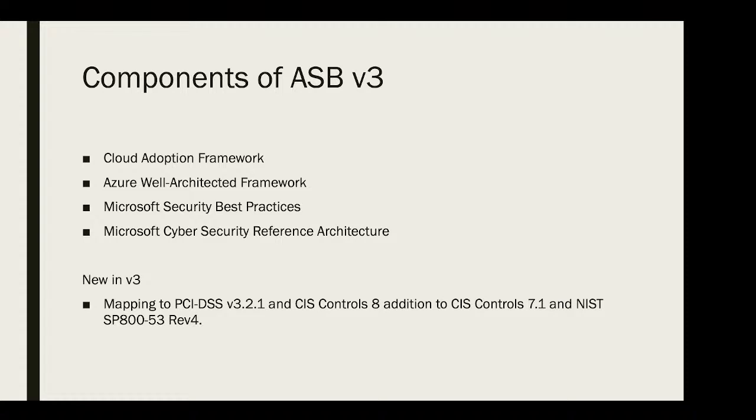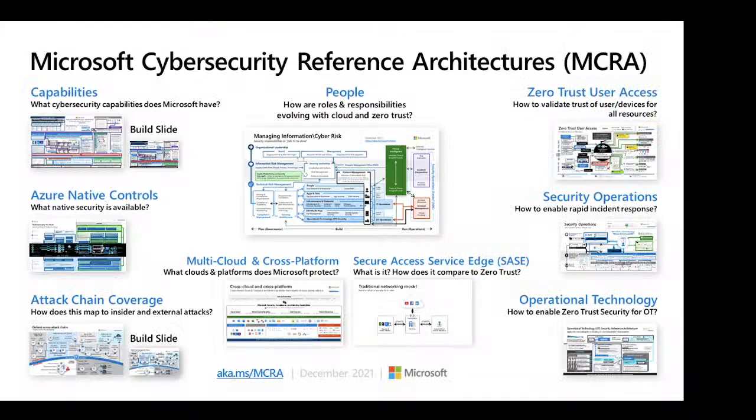And version 3 of the Azure Security Benchmark has the mapping to the latest one. Earlier it was CIS Controls 7.1, and now CIS Controls 8 has come. And then there are some revisions in NIST as well, so they are also included in here. Right. So how many things you have to think about when securing things? You can look at the available options here.